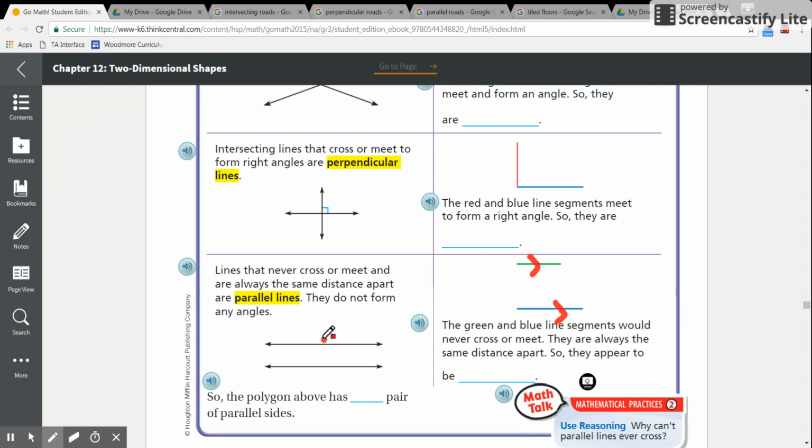So right here, this line, they'd put a little arrow on, and this line, they'd put a little arrow on, and then you would know that those two lines are parallel. So if you ever see that, now you know what those mean. Parallel lines go on forever.